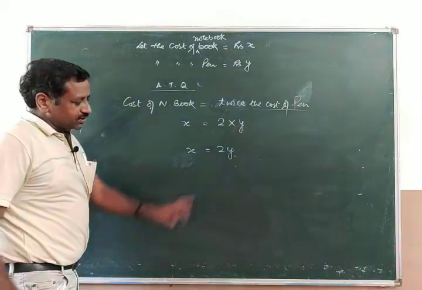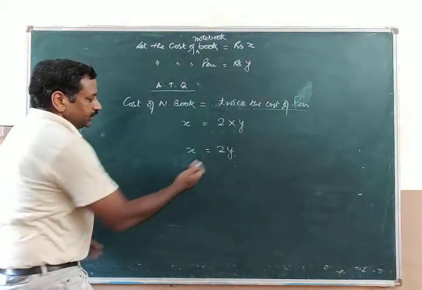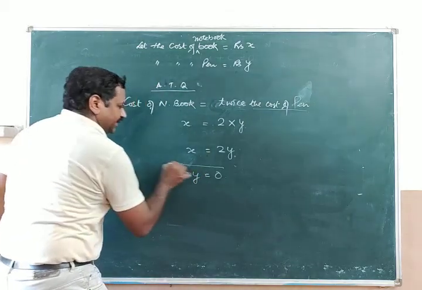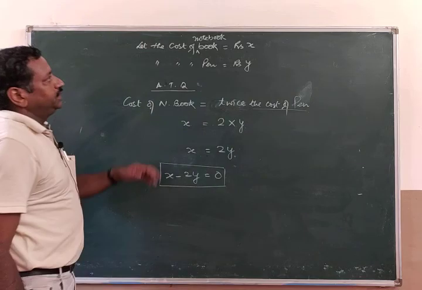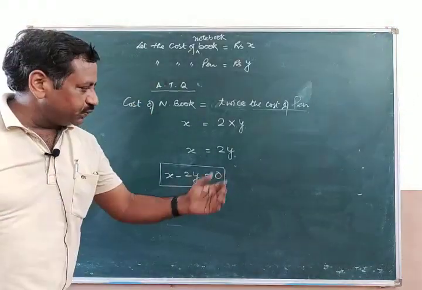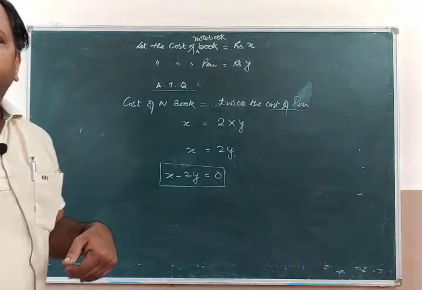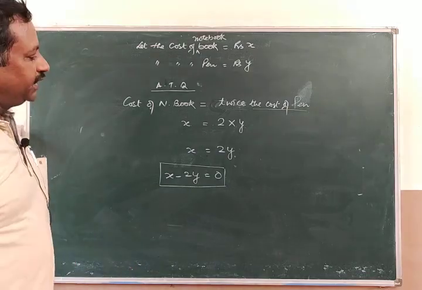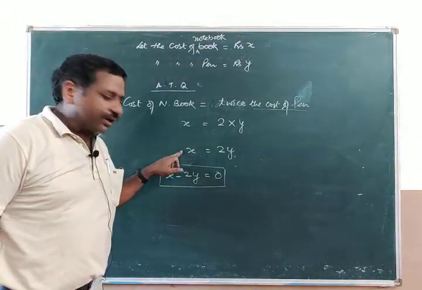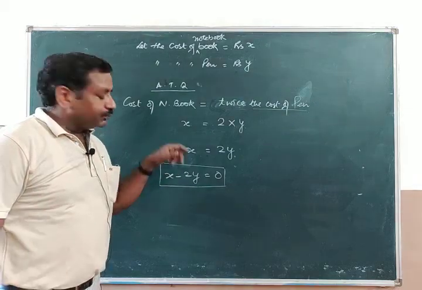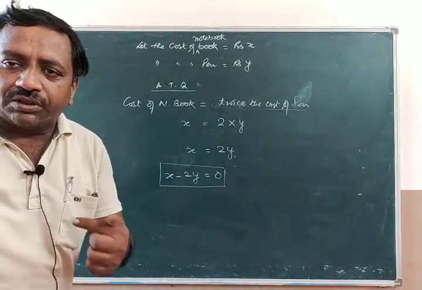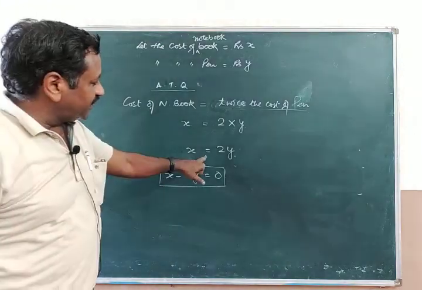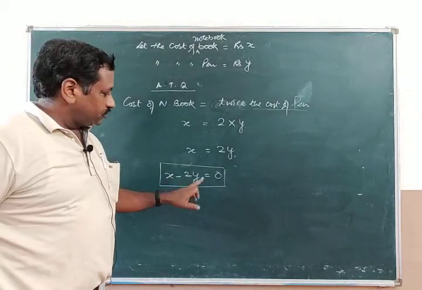This is an equation because it has the equal to sign. And if I take it as x minus 2y equal to 0, then it is the general form of the equation. Taking all the terms on the left hand side and making the right hand side 0 is called the general form of the equation. Your this answer is also right, because it is not written in the question that you have to write your answer in general form. So this answer will also be considered right.